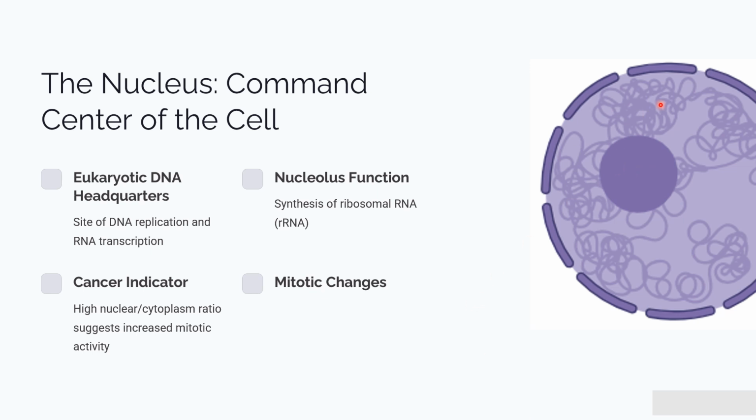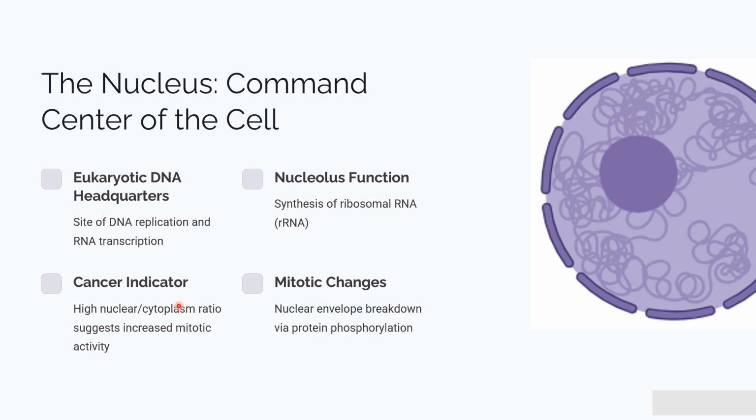So when this nucleocytoplasmic ratio is high, when the nucleus is increasing and the cytoplasm is not, it will suggest that there is increased activity inside the nucleus, isn't it? So there is increased mitotic activity inside the nucleus. So a high nuclear cytoplasmic ratio suggests that it is a cancer.